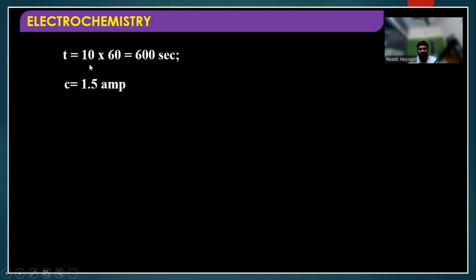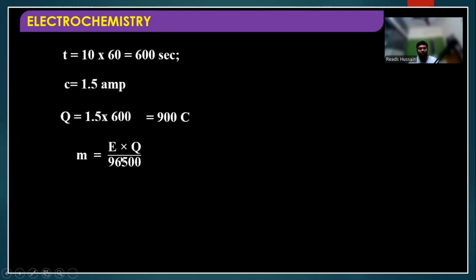Next, time is given as 10 minutes in the problem, but we must convert the time into seconds. Minutes are converted into seconds by multiplying with 60. So 10 minutes into 60 is equal to 600 seconds. The current is given in amperes, 1.5 amperes. So now you got everything. What is the formula?